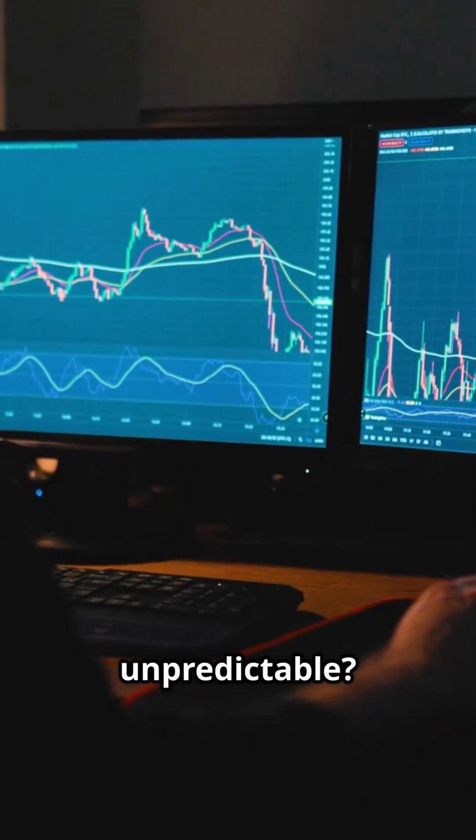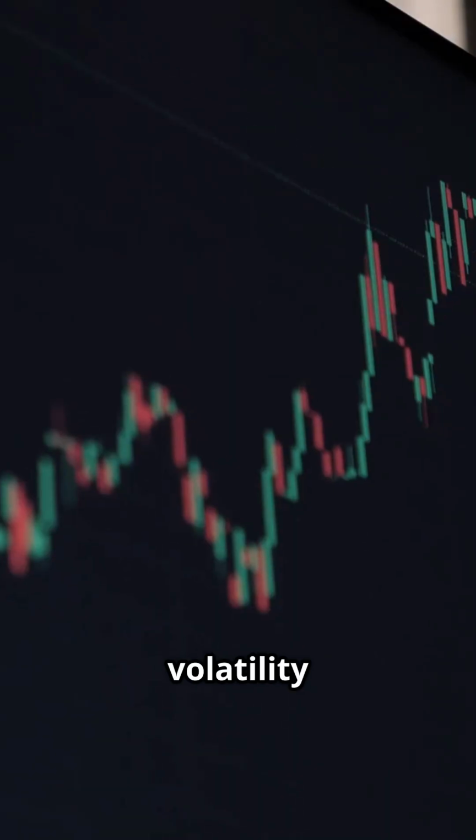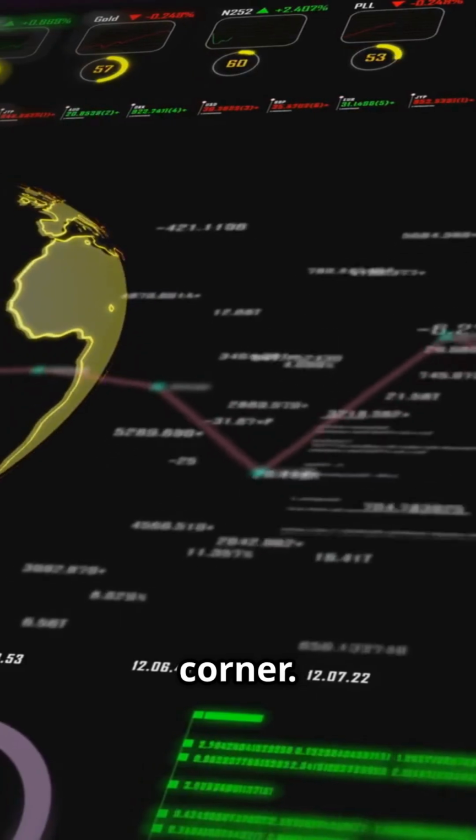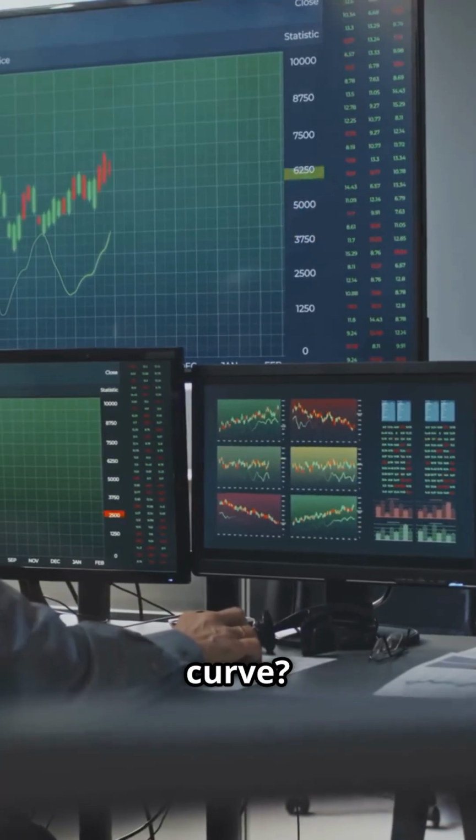Think the stock market's unpredictable? There's a method to the madness, and it's called volatility forecasting. In the world of stocks, volatility rules everything. Prices shoot up, crash down, and risk is always around the corner. So how do traders get ahead of the curve?